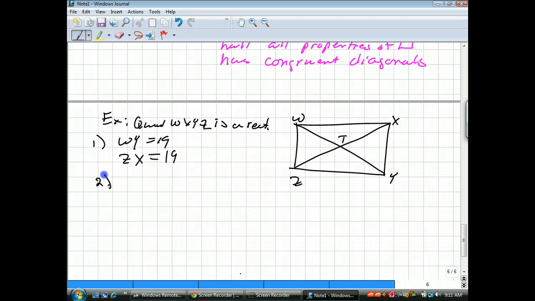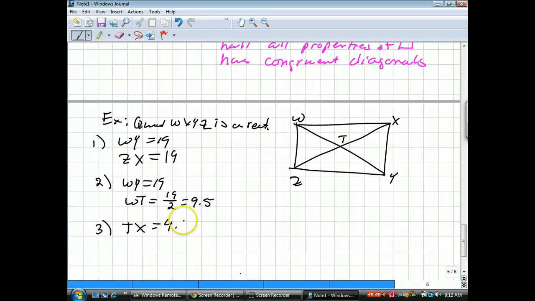Number 2, if the length of WY is 19, then the length of WT has to be what? Well, we know that the diagonals bisect each other, so therefore WT has to be half of WY, so 19 divided by 2, or 9.5. Okay?